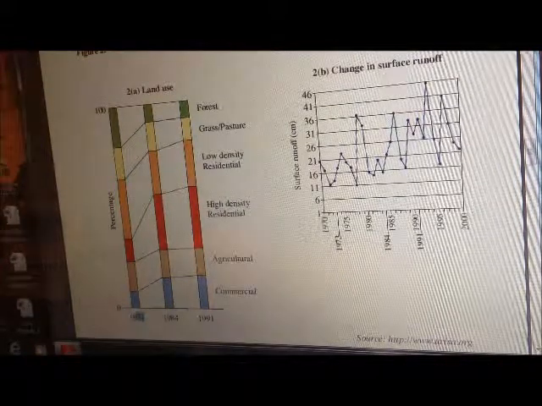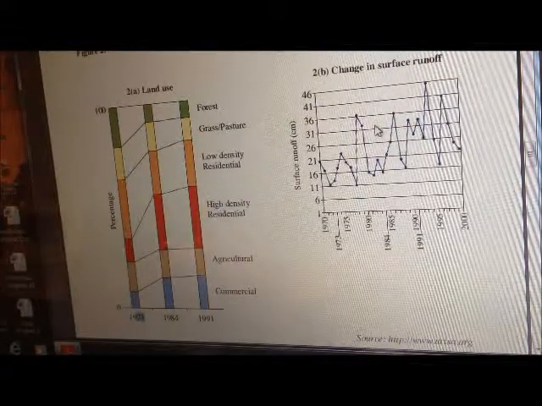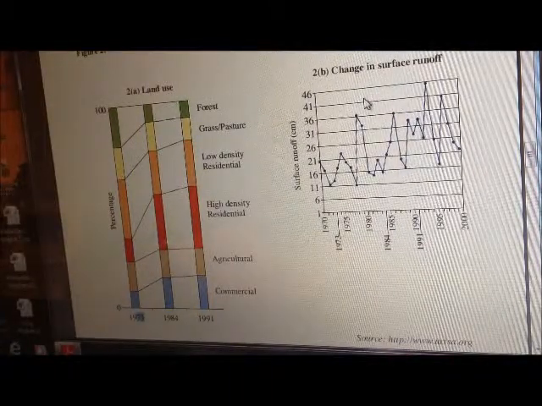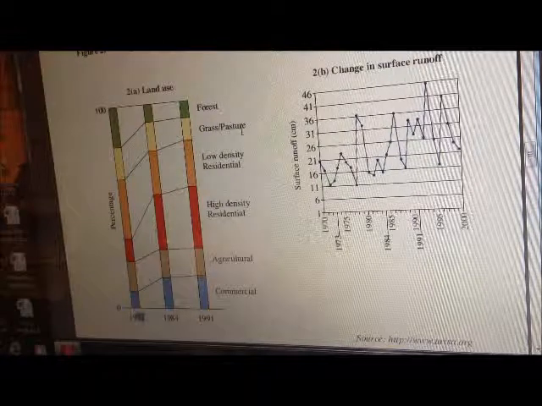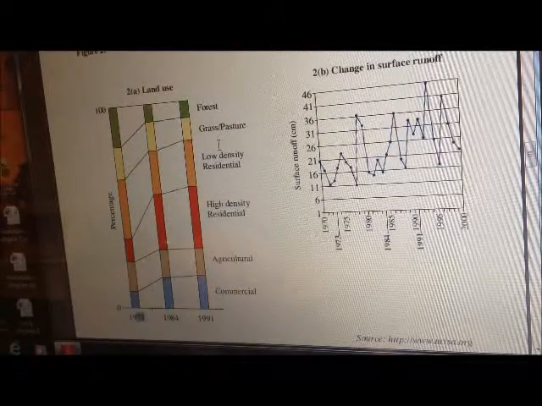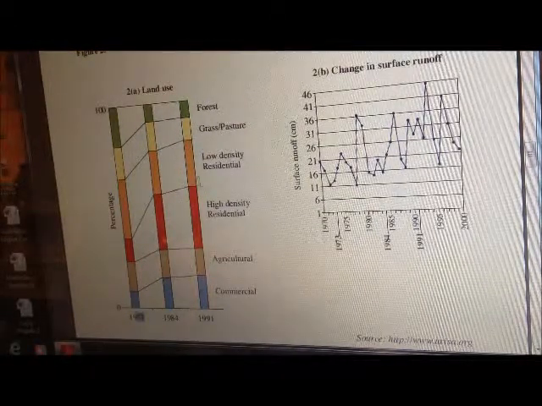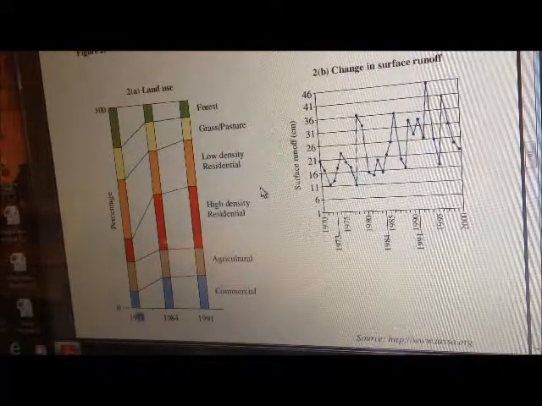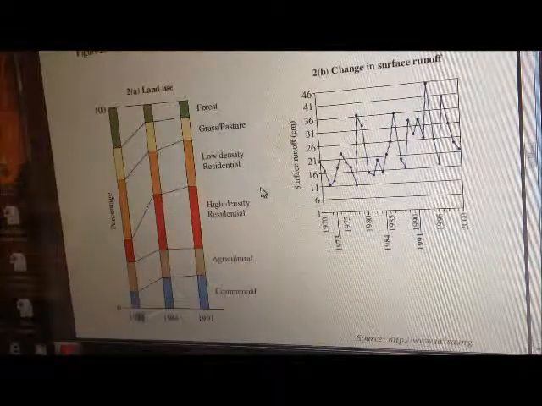They say 3 marks for talking about the changes that occur between land use and changes in surface runoff, and then the link that connects the two of them. But remember that this is a description, so most of it is just describing these changes and then making sure you finish off the question by talking about the link between the two.